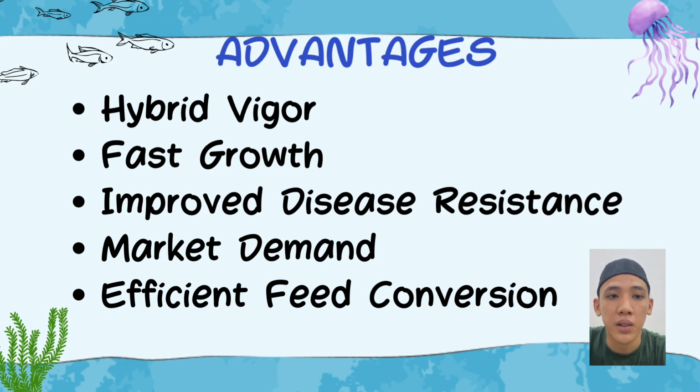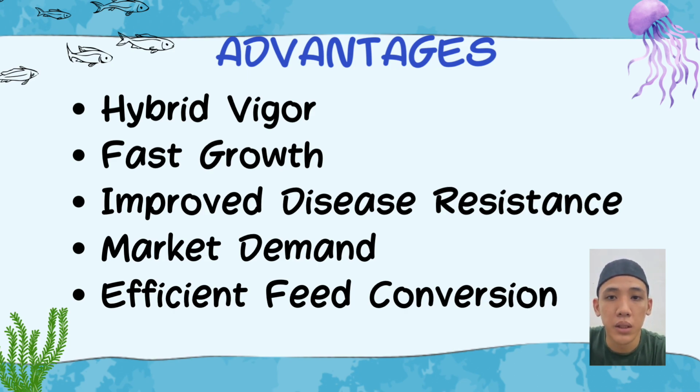And the next one is market demand. Consumers and the aquaculture industry often prefer fish with specific traits such as rapid growth and high flesh quality. So the hybrid grouper with favorable characteristics can meet market demand for larger and healthier fish.